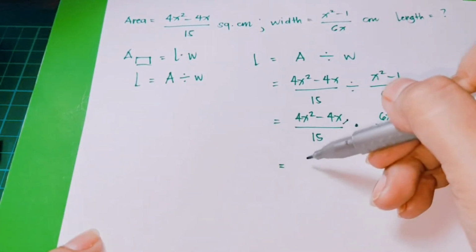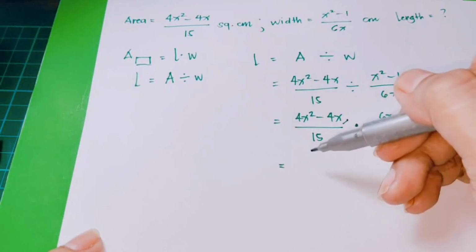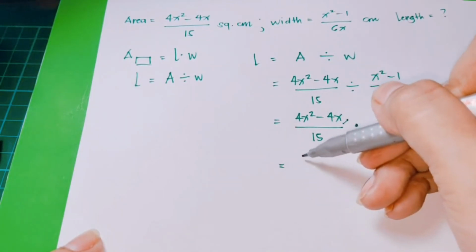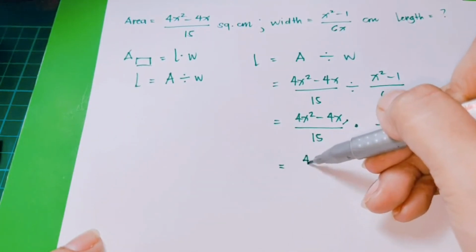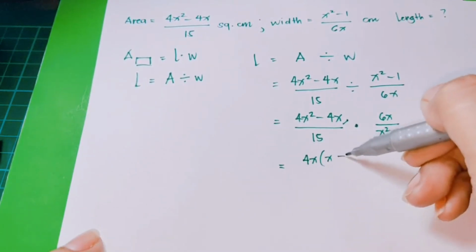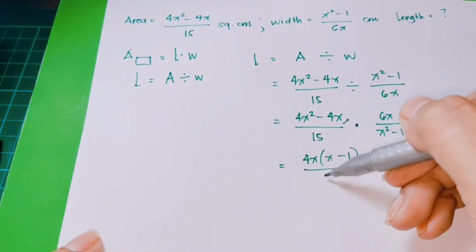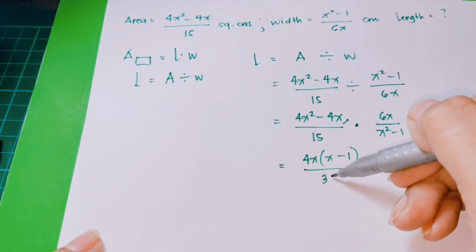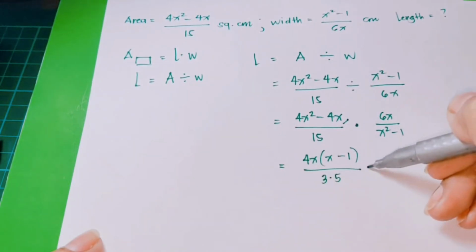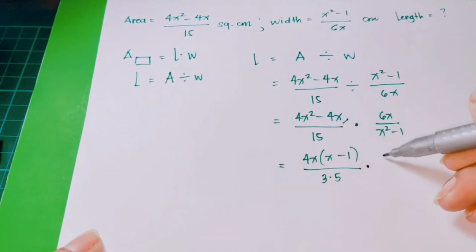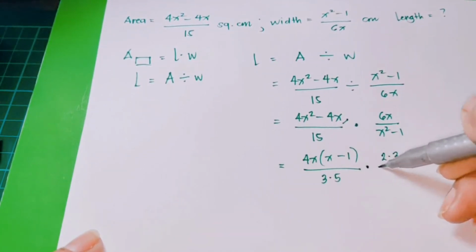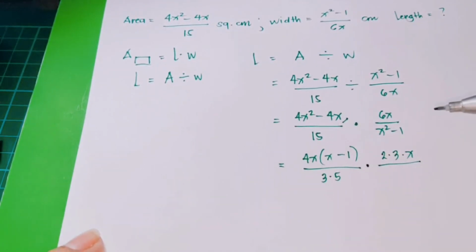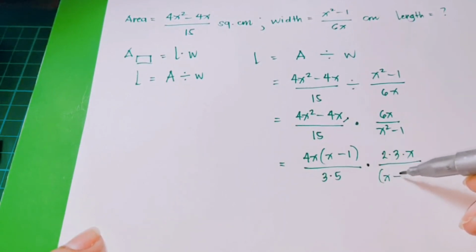So the numerator 4x squared minus 4x is factorable by greatest common factor, and the greatest common factor is 4x. The other factor would be x minus 1. Then 15 is equal to 3 times 5. Then 6x is equal to 2 times 3 times x. And x squared minus 1 is factorable by difference of two squares, so x plus 1 times x minus 1.